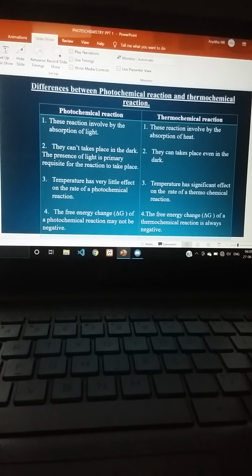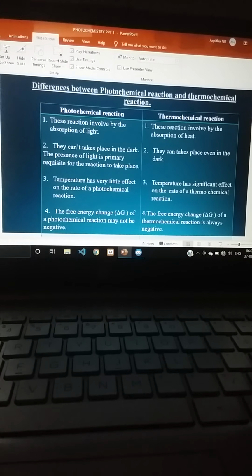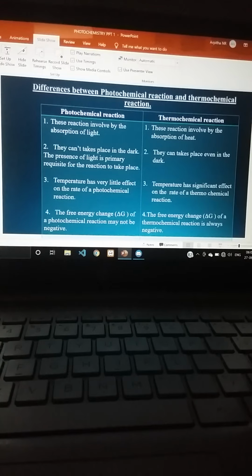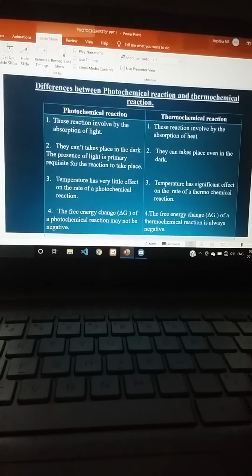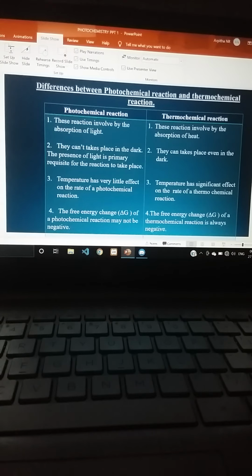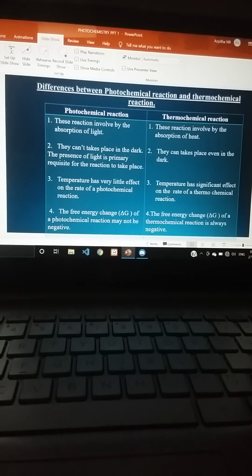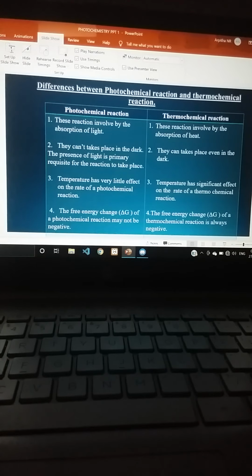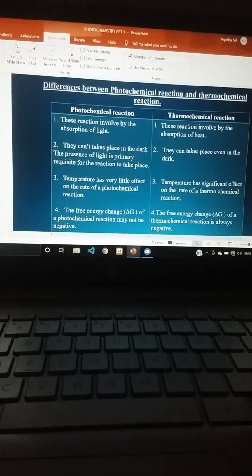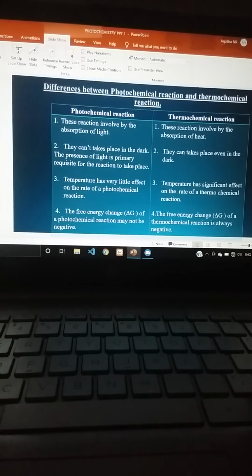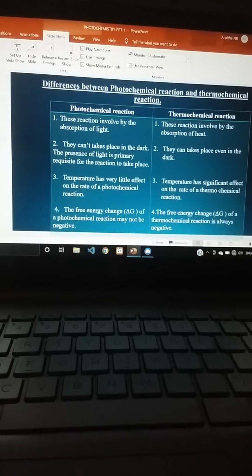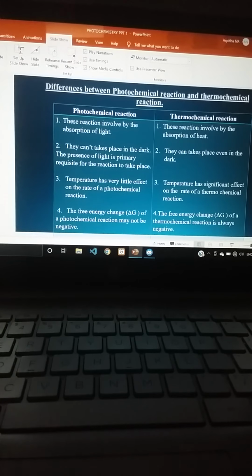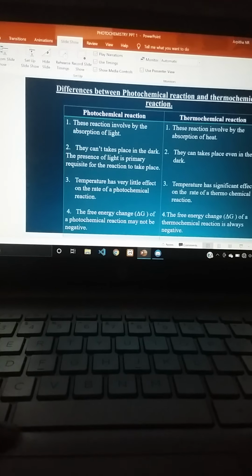The fourth difference is that in a photochemical reaction the free energy change may not be negative. That means the free energy change in a photochemical reaction may be either positive or negative. But in the case of a thermochemical reaction, the free energy change, given by delta G, is always negative.